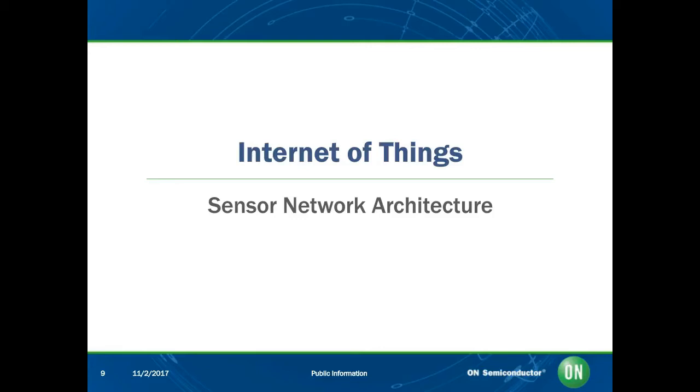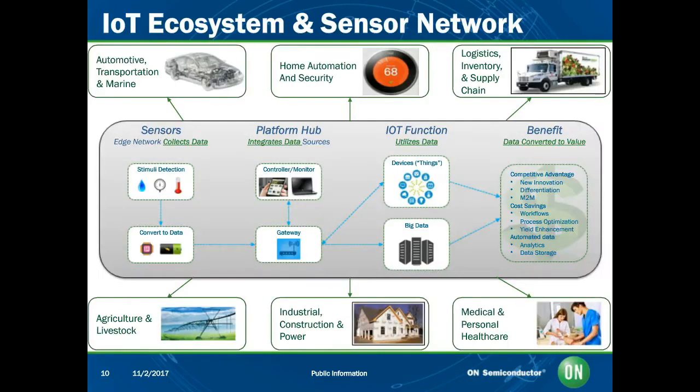So now that I've gone over some of the high-level aspects of the IoT, kind of the sizing and the growth projections, I'd like to shift the focus down to some of the lower levels, particularly looking at how sensors fit into the architecture of a typical IoT network.